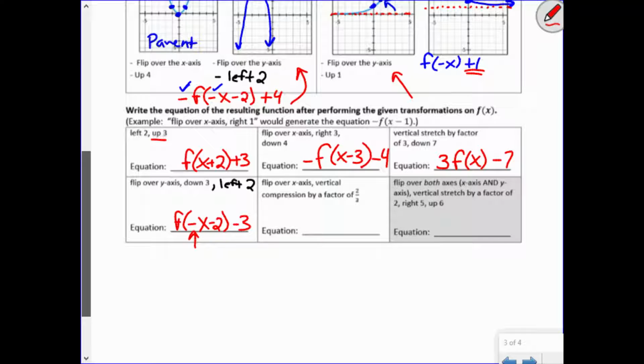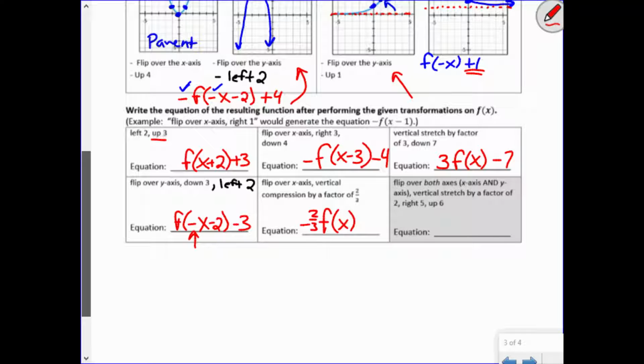This one we're going to be reflecting over the x-axis, so the negative is on the outside of the function, and then I have a vertical compression, which is also on the outside being multiplied. So you have the negative, which is the reflection, and the 2/3, which is the compression. So remember that those pieces mean different things.